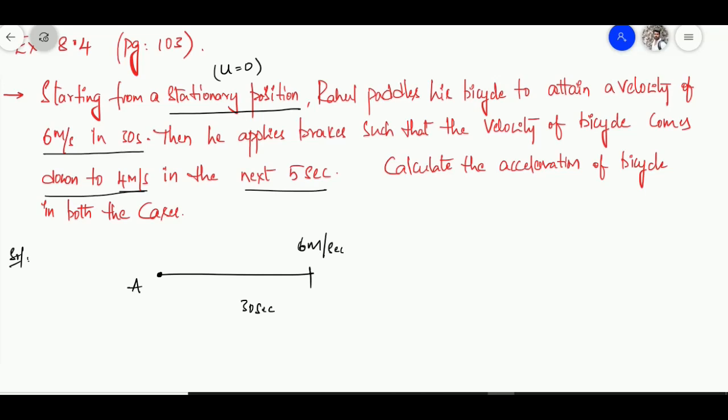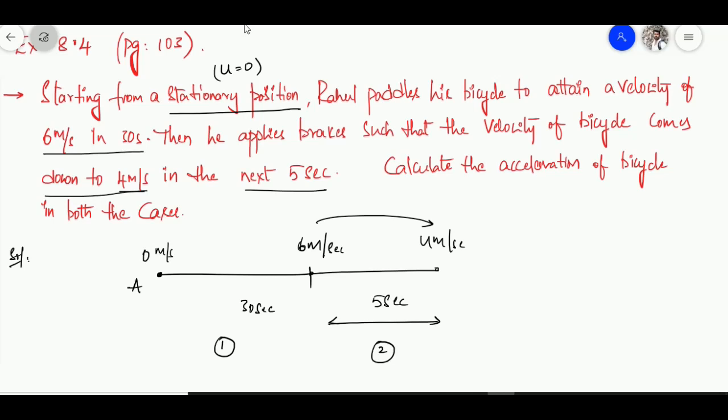And then suddenly, I don't know why, maybe a dog came across, he applied the brake such that his velocity dropped to 4 meters per second in the next 5 seconds. In the next 5 seconds, his velocity dropped from 6 meters per second to 4 meters per second due to applying the brakes. Initially, he started with 0 meters per second. So this is the first case and this is the second case.